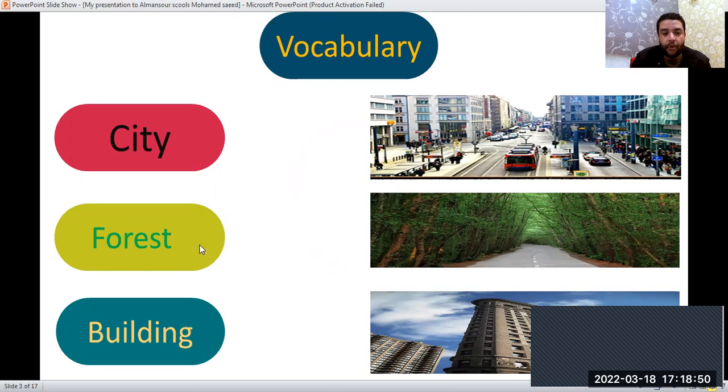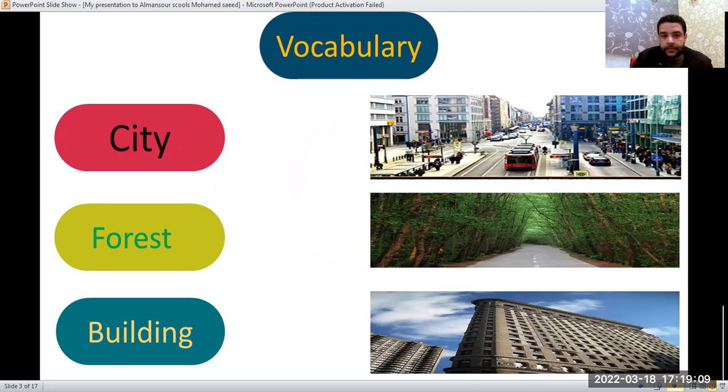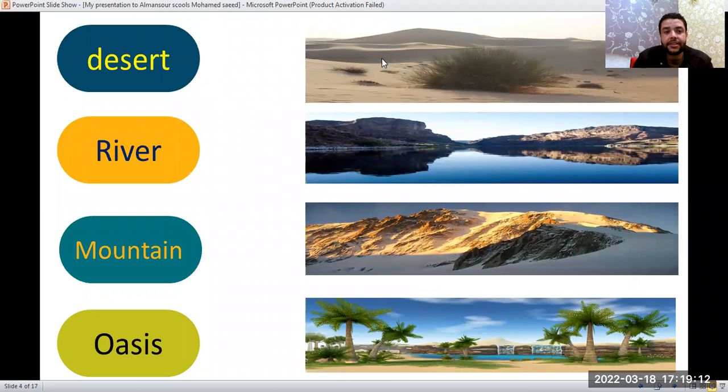The second word is forest. Long O, forest. And the third one, building. After that, desert. We pronounce the letter S as z, because the letter S comes between two vowels, E and E, desert. And river, short I and ER make the sound R, river. Mountain. Don't say mountain, say mountain.